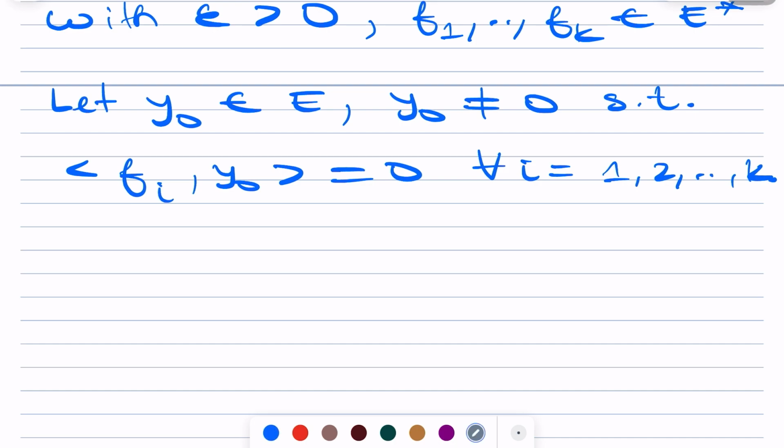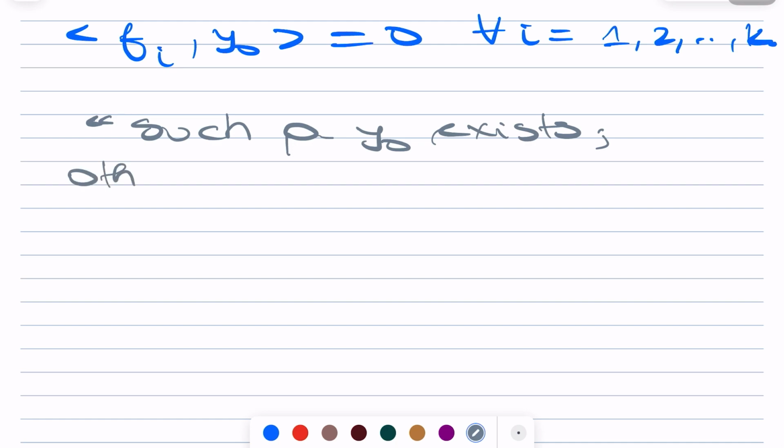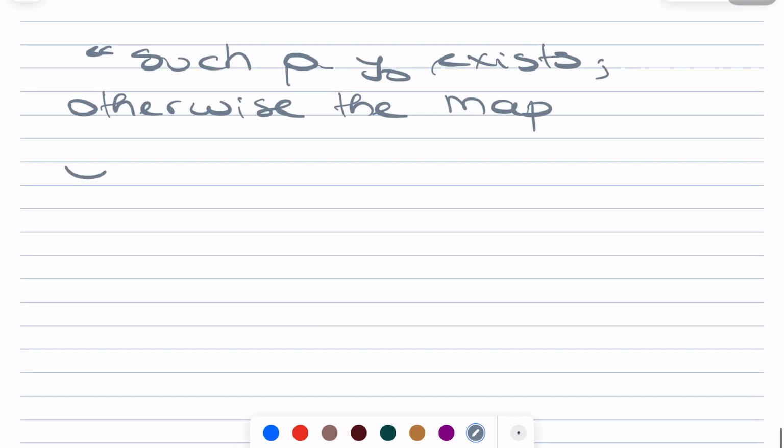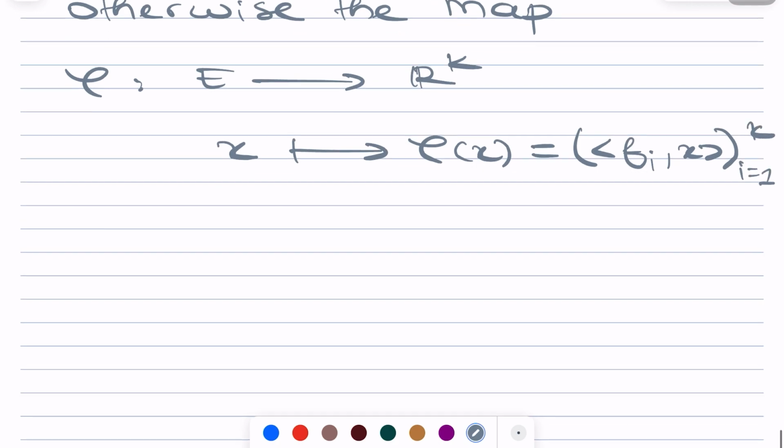Good. Well, you might be wondering whether such a y0 exists, but it is actually the case. Say, in quotation marks, such a y0 exists, right? Because otherwise, the map phi defined from E to R^k, which is x associated to phi of x equals this vector of fi of x, i moving from 1 to k. So otherwise this map would be injective.